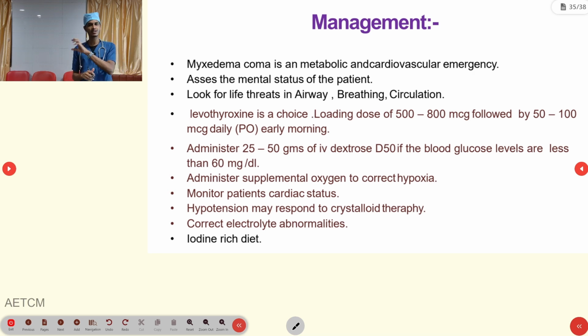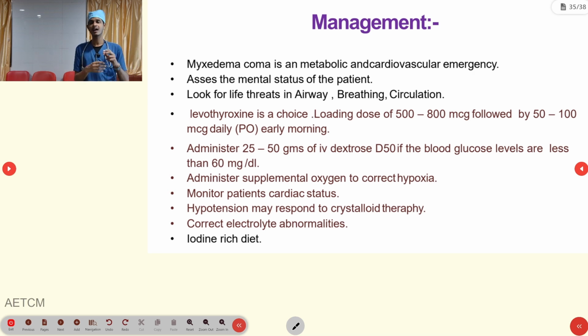With AVPU, in awake and alert cases, you have to frequently reassess the condition and control the symptomatic treatment. With V and P, if the person is only responding to voice or pain, you have to anticipate airway-related threats. And the last category is the unresponsive state. There you definitely have to go with airway management, either an airway adjunct, and if the condition is more severe, a definitive airway. So this is regarding the airway and breathing.